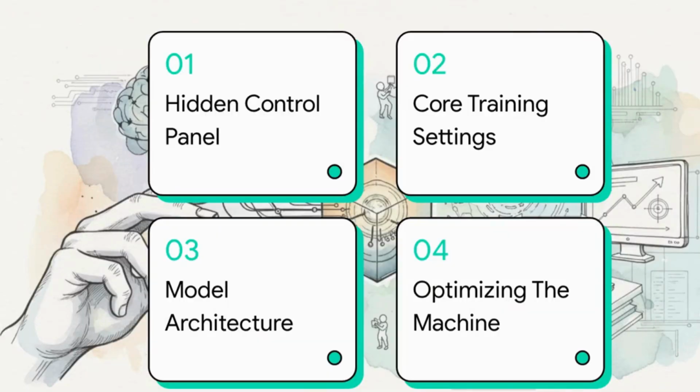Here's our roadmap for today. First, we'll uncover AI's hidden control panel. Second, we'll look at the core training settings. Third, we'll explore designing the model architecture. And finally, optimizing the machine. All right, let's get into it.